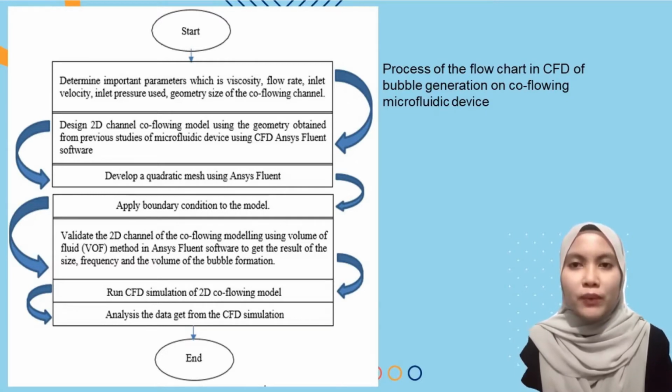Of the many types of meshing, the most accurate and most used in CFD simulation is the quadrilateral mesh, which was chosen in ANSYS Fluent. After that, the boundary condition is important to apply in this model, as we use the no slip condition. The VOF method also needs to be applied because it is an important method to give the result in bubble formation. After all the criteria have been set up, the co-flowing model needs to be run to get the result data of bubble formation in its size, volume, and also its frequency.